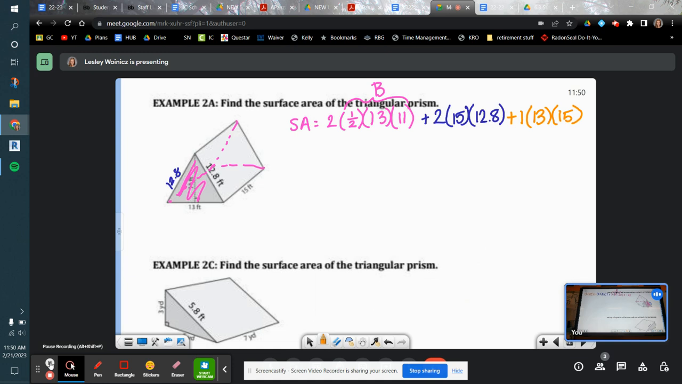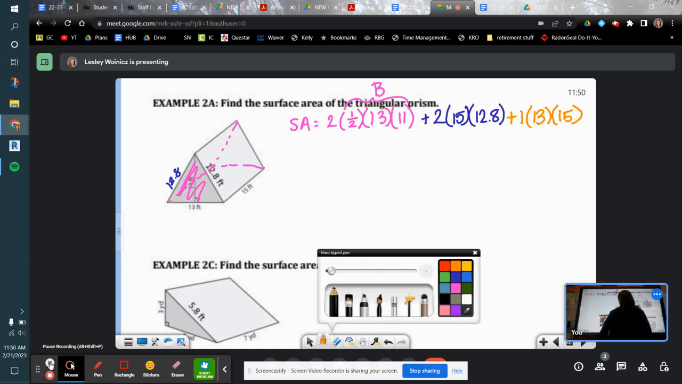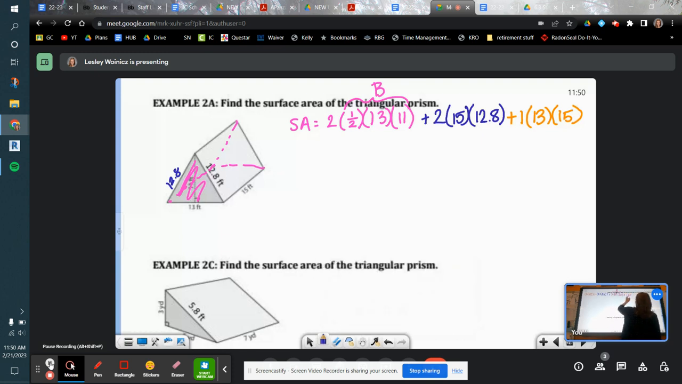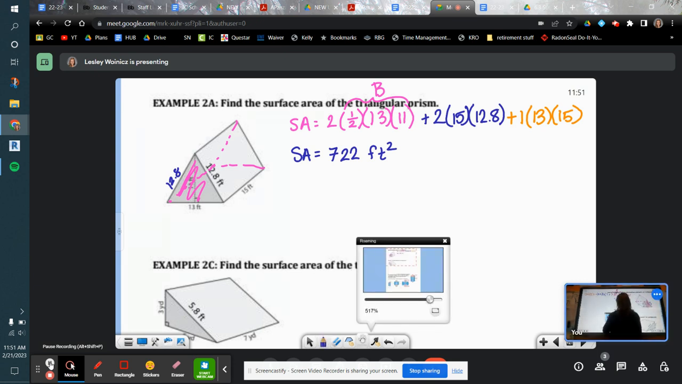Okay, now you can put that whole thing in your, what is it? Inches? Square feet. 722 feet squared. That's not so bad. Now that we got the hang of it, we can do this.